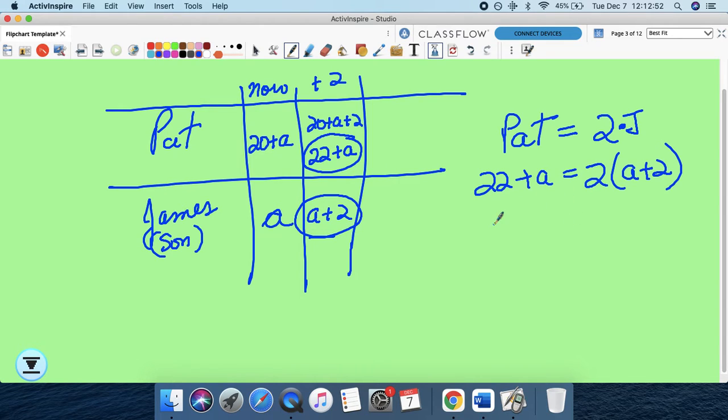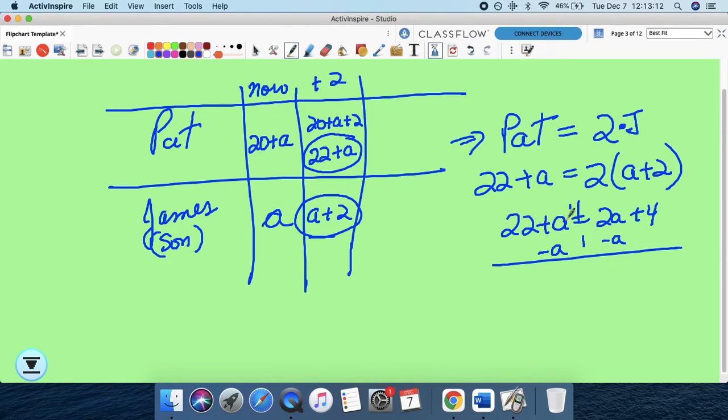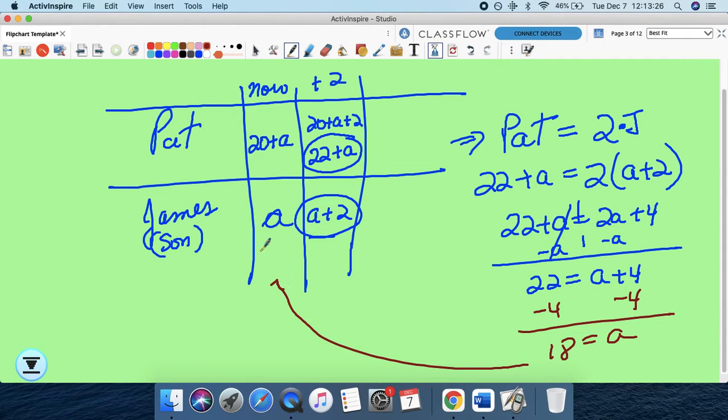So again, you can see it's going to be repetitive, right? So organizing your data and understanding to then come up with the equation and substitute is, I think, the bulk of it. So this is 2A plus 4. We're going to subtract 1A from each side, right? That goes away. So this is 22. 2A minus A is just A plus 4. A one-step equation. Subtract 4 from each side. And A equals 18. So we know that A right now, James, is 18 years old.